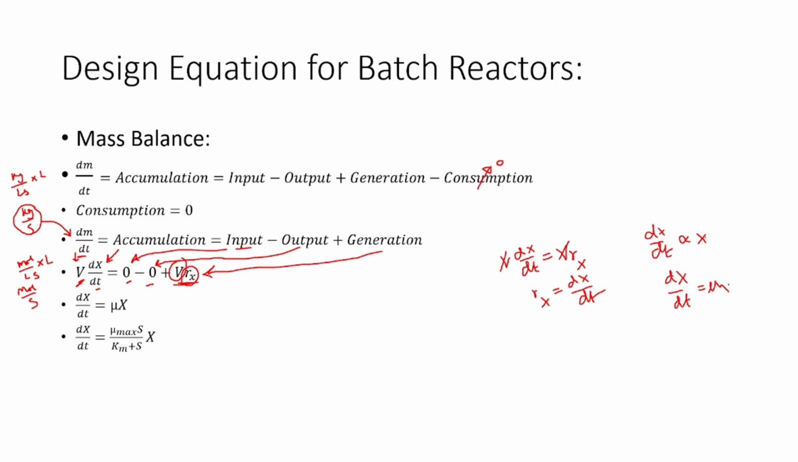Alright, and what is mu by the Monod equation? Mu is mu max into S by Ks plus S. So this is the final expression, dX/dt is equal to mu max into S by Ks plus S.